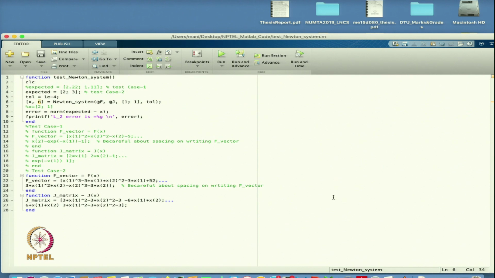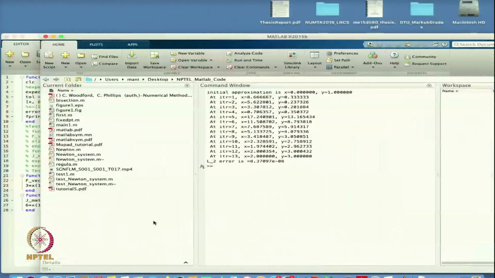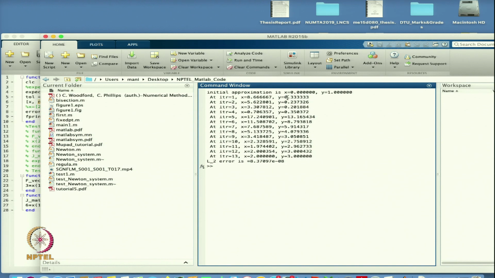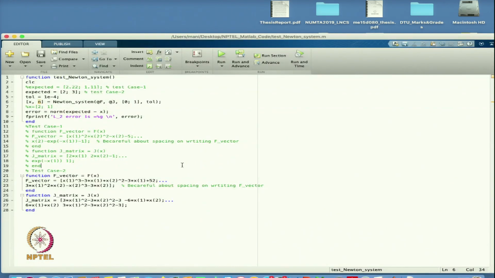So, maybe I can take another condition, maybe I start with 0 and 1 and let us see whether we are heading toward the same root or a different root. From here you can see that we started with this one, and in this case the iterations are larger, 13, but after 13 iterations I am heading toward the root. So, this is the approximation of the root, and the L2 error is 8 into 10 raised to the power minus 8. So, that is the value of the root of the function f(z) equal to 0.